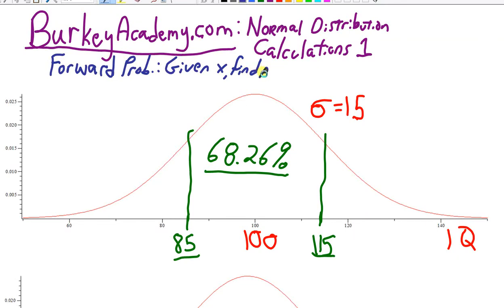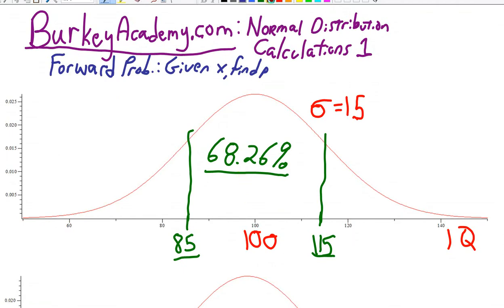I'm going to give you a 4-step method that I use when I teach people to do this, and it's going to be useful for forward and backward problems. So a forward problem, I give you an IQ and I ask you some probability. It could be what percentage of people are greater than 120. It could be what percentage of people are less than 85. Or it could be what percentage of people are between 85 and 115. That's the problem we're really trying to get at right now.